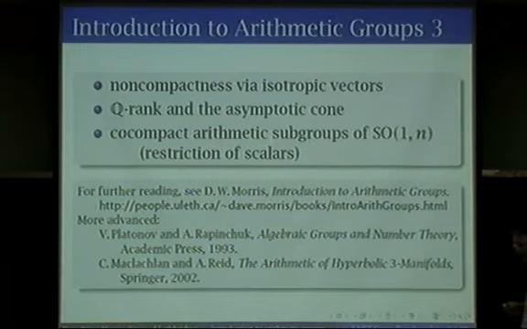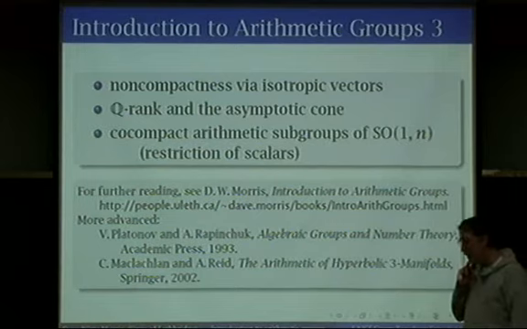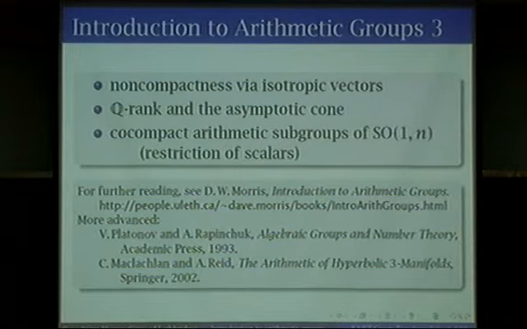It's easy to get a non-co-compact arithmetic subgroup. Just take the integer points of SO(1,n). That will give you the obvious integer points. It gives a lattice. It gives you a finite volume locally symmetric space. Sorry, not just locally symmetric, but it gives you a finite volume hyperbolic manifold.